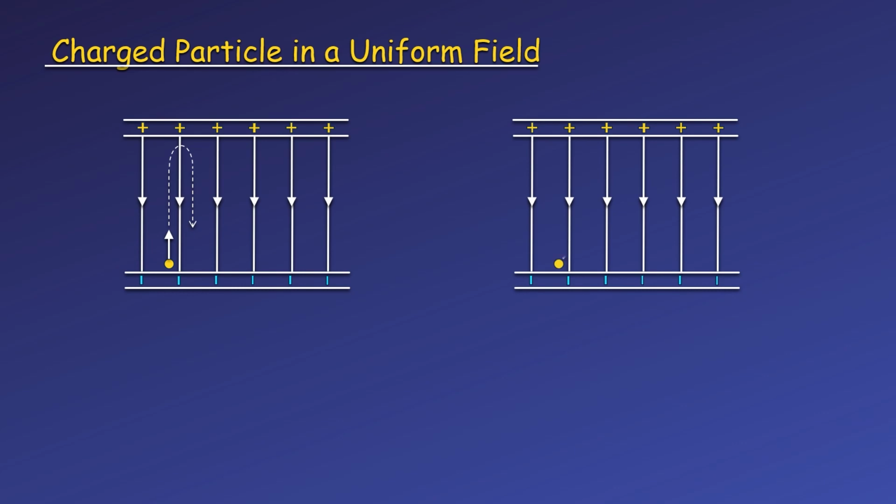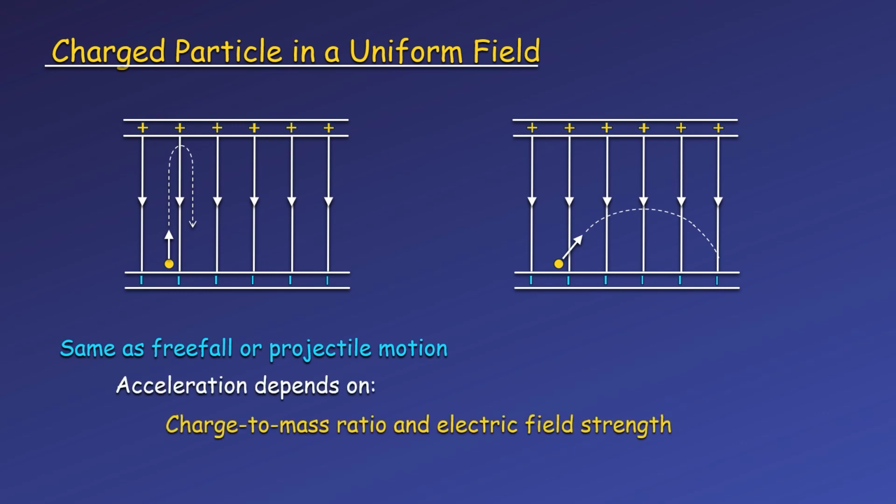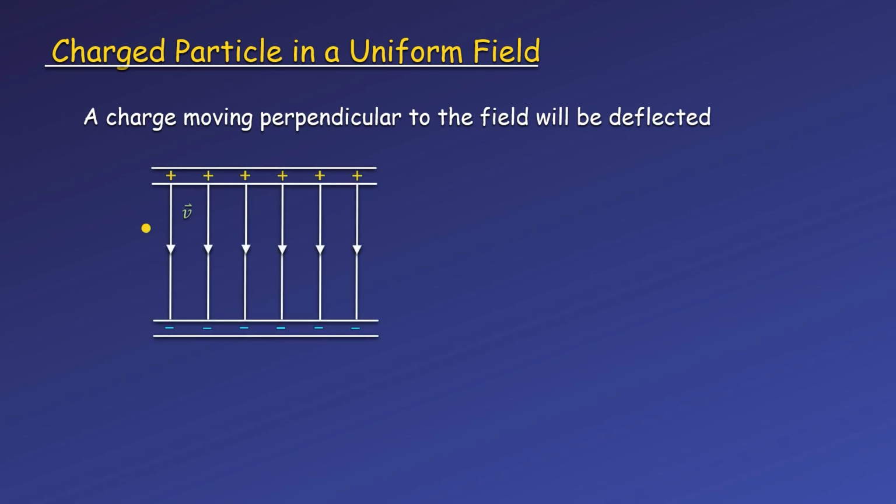If we launched the positive charge at an angle, now we can treat it like it's in projectile motion. In both of these cases, instead of using gravitational acceleration, we would find the acceleration using the charge to mass ratio and the electric field strength. Let's look at another case of a charge moving in a uniform electric field.